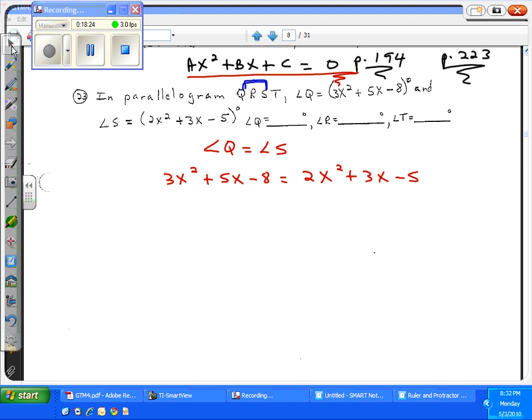Now, the quadratic on the left, 3x squared plus 5x minus 8, is not set equal to 0. It's equal to 2x squared plus 3x minus 5. Now, to make that a 0, we need to zero out the right side by using the additive inverse of everything there.